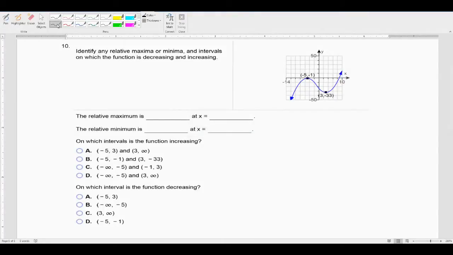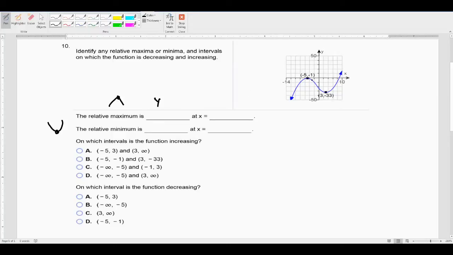On this one, we're going to identify maximum and minimum over a certain interval, and we're going for intervals where the function is increasing and decreasing. Now, when you do maximum and minimum, those are the y values. So when you see the relative maximum, these are going to be the y values. The max is the top of this point, and the min is the bottom of that point, the y value of those points.